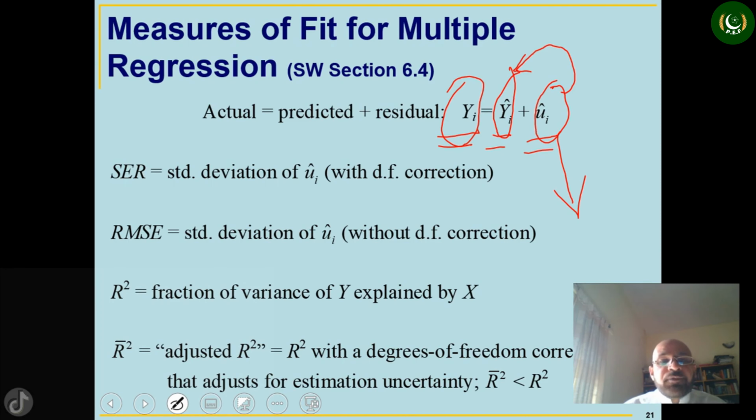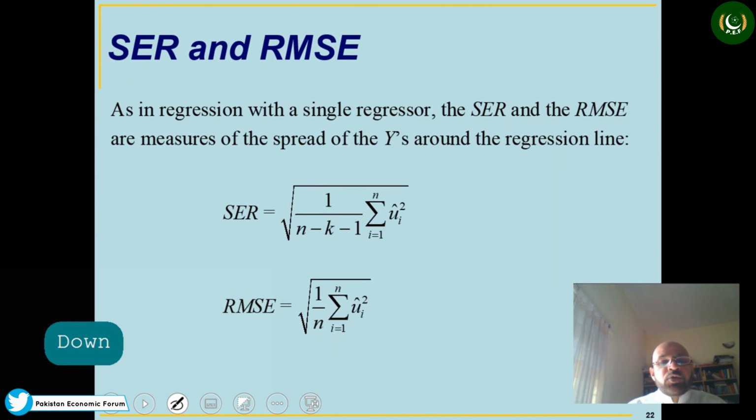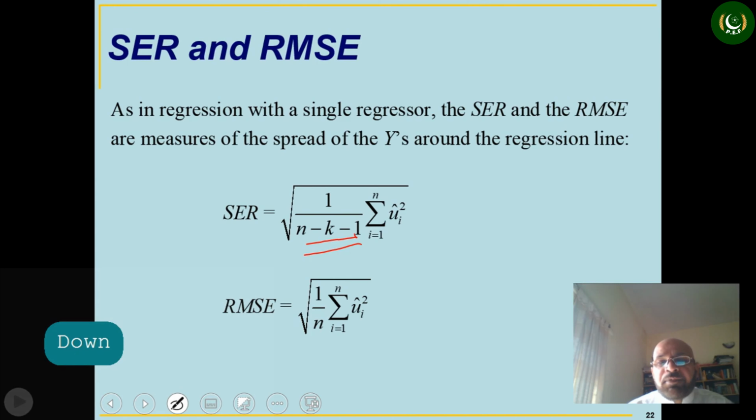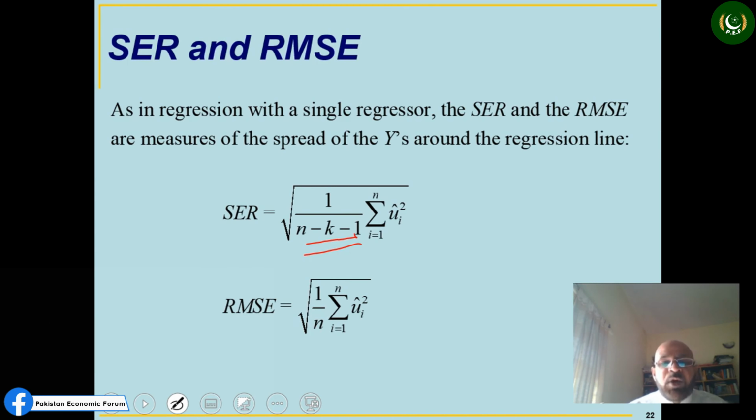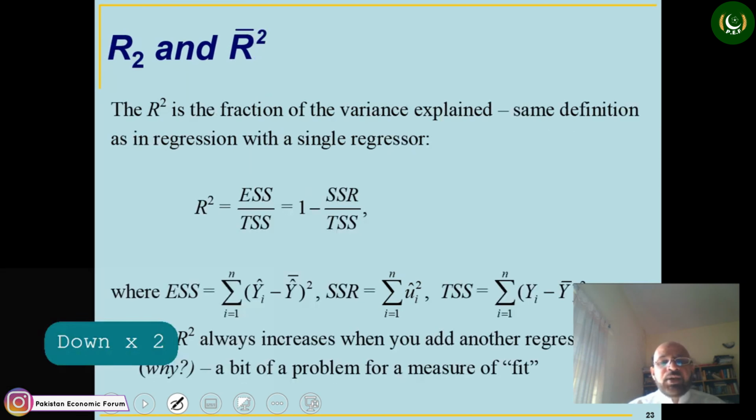So the standard error of regression we have already discussed. Root mean square error, R square. We are going to explain adjusted R square. So the standard error of regression will be the same, except that now we have n minus k minus 1. K is the number of regressors. Previously we had only a single regressor, so we used 1 over n minus 2. Root mean square error is divided by the number of observations. There will be little difference between the two if n is very large.